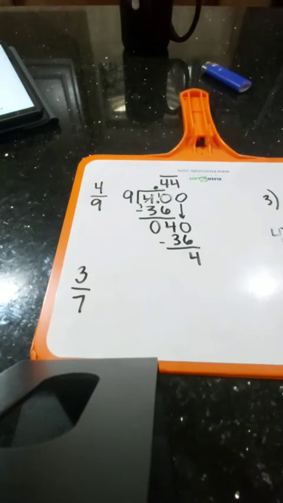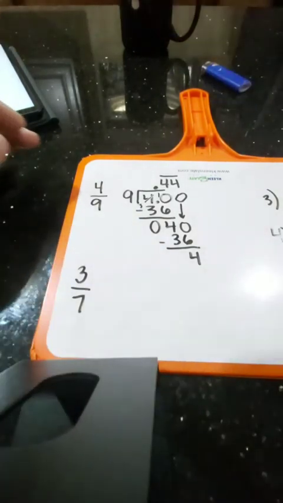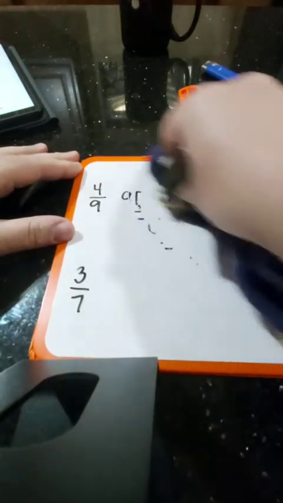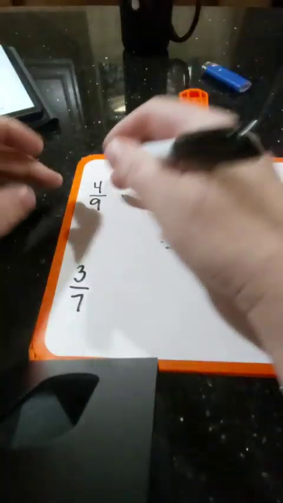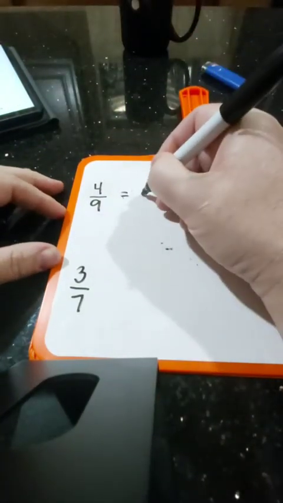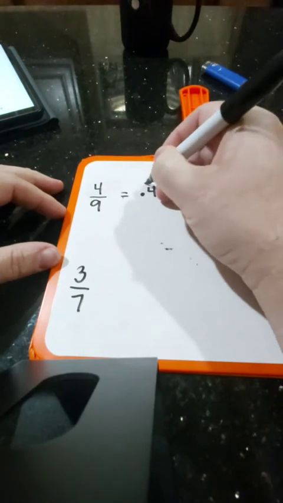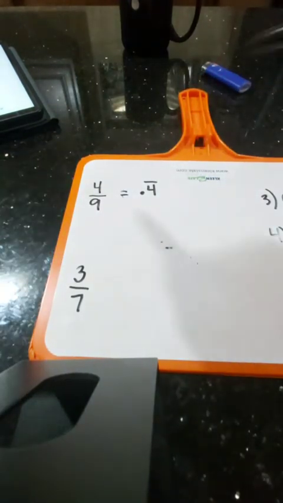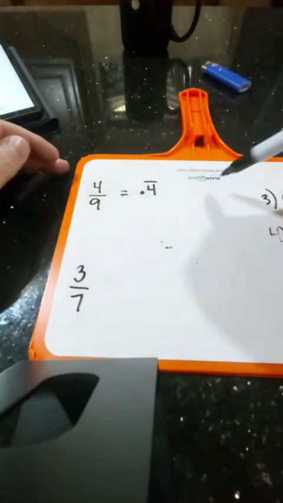Feel free to pause it if you need to, but I need room to be able to do the second one. So 4/9 equals a 4 with a line over the top, which just indicates that that 4 keeps going.